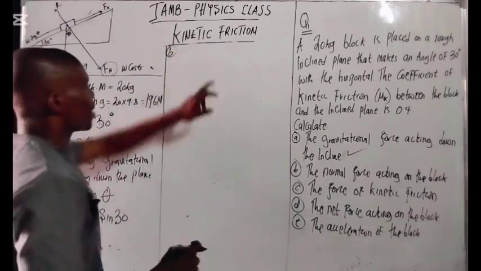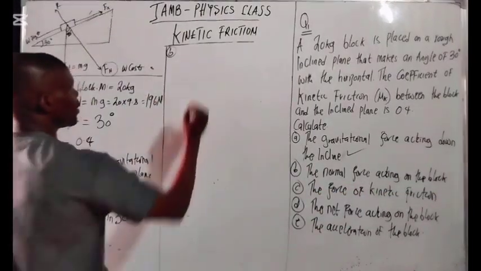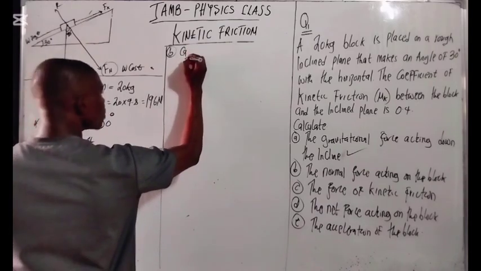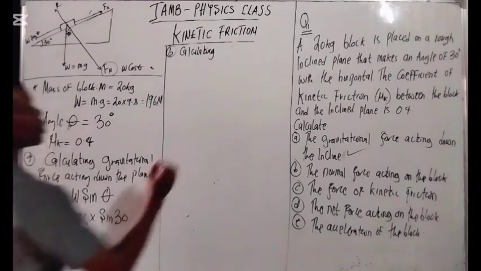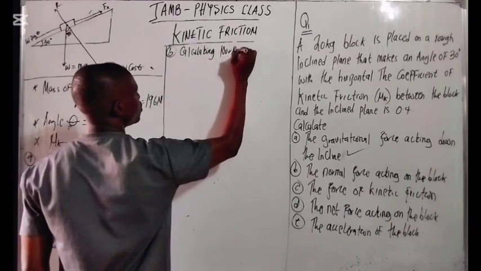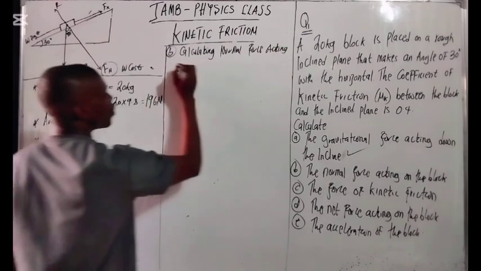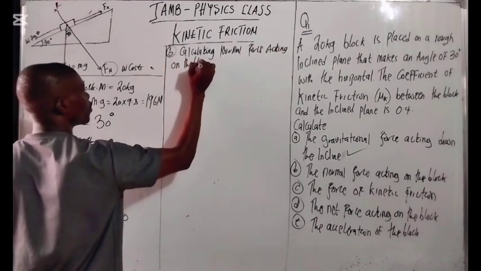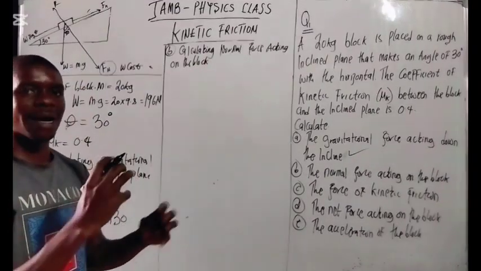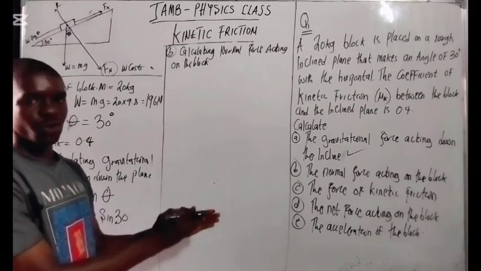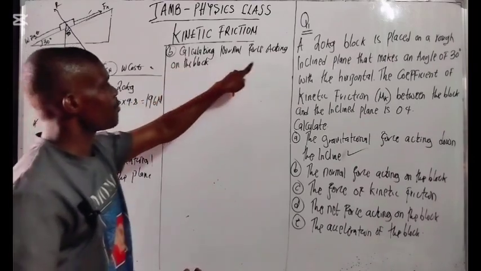In the B part, they say we should calculate the normal force acting on the block. So you can say, calculating the normal force acting on the block. The way I'm explaining to you is how you have to write your notes, so by the time you go back to do revision, it's easier for you. That is the reason why I'm writing it out here.